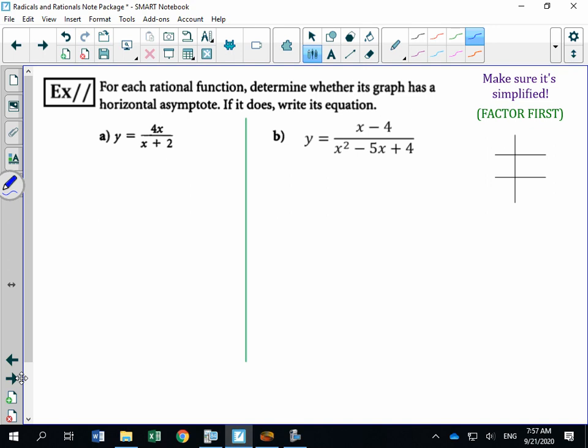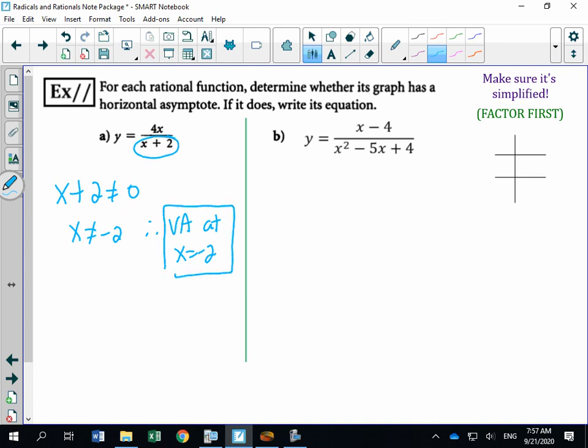Okay, so class example number 1, or A, what we are looking at is, again, I always start with non-permissible values. So x plus 2 cannot be equal to 0. X cannot be equal to -2. Therefore, a vertical asymptote at x is equal to -2. Okay, so I'm going to start there. From there, I'm going to look at the degrees. So now I'm going to figure out the horizontal asymptote. And I'm going to say, okay, this has a degree 1, and this is a degree 1.